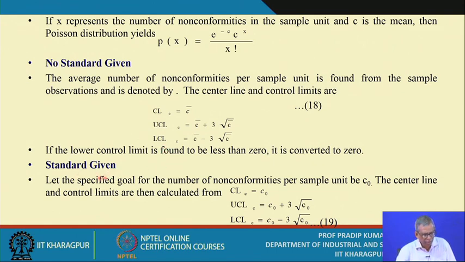When the standards are given, suppose the standard is C0, that is the number of nonconformities in a sample restricted to C0, say 1 or 2, whatever it is. When the sample size is specified, accordingly you can directly calculate the upper control limit, the lower control limit, as well as the center line.